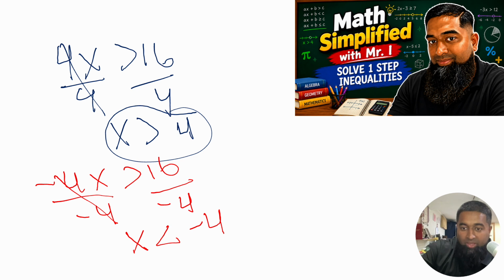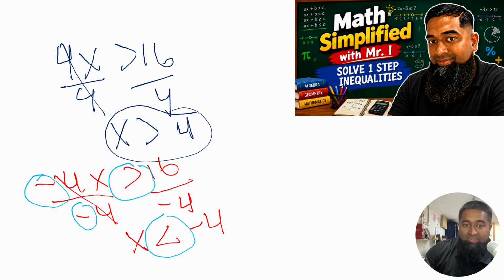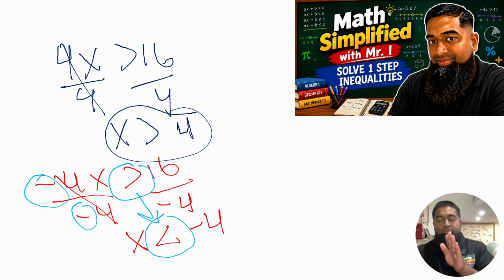So what happened here, right? Let me highlight this again. Because of this negative, because we divided by a negative, we have to flip this greater than sign to a less than sign. That's the difference. That's the trick. You need to know it, okay? If you add or subtract by a negative, nothing happens. If you multiply or divide by a negative, you have to flip the inequality sign, okay?